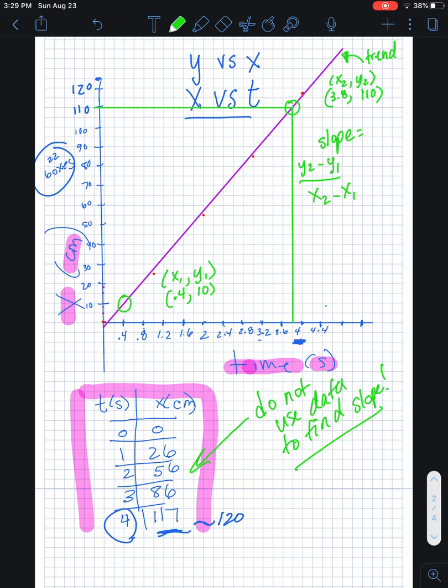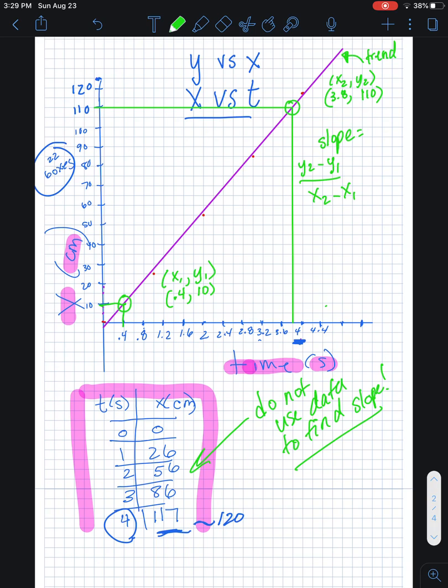It's okay to mark up your graph this way. In fact, I prefer it. I want you to show me that you did not use data. I want you to show me what the places you chose to use were from your graph so that I know you're analyzing your trend and not a specific data point that may be faulty.